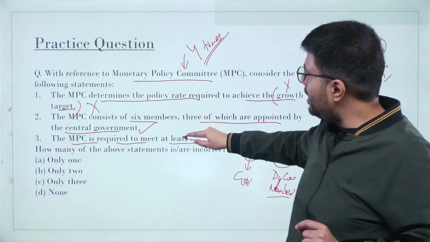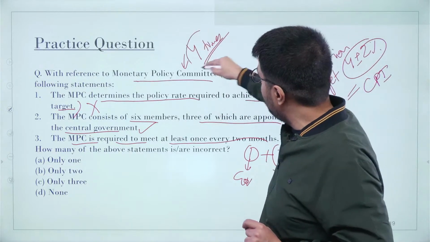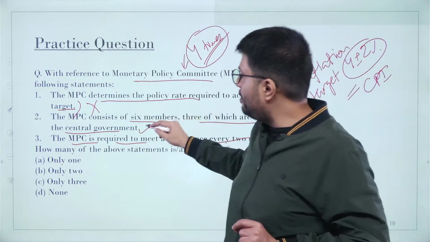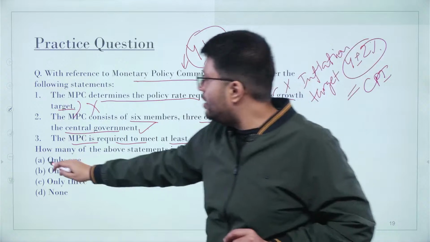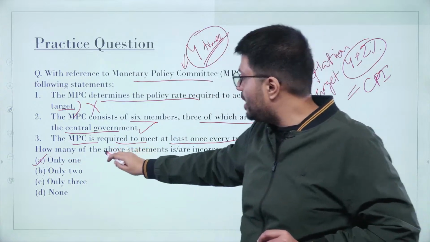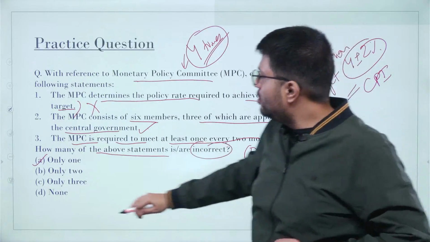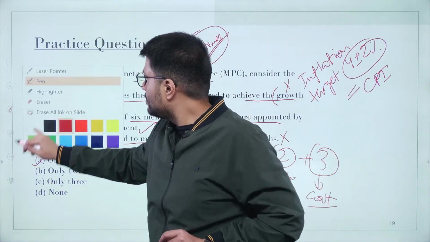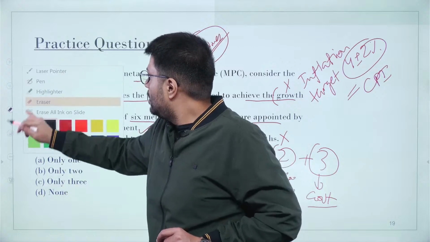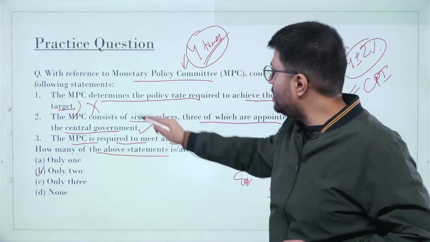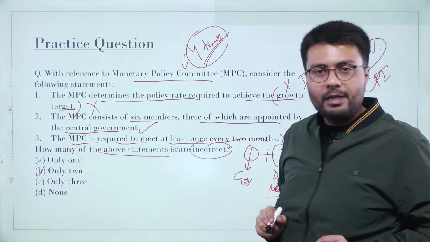If it were to say that the MPC is required to meet at least 4 times in a year, then it would have been correct. The question asks us to identify how many statements are incorrect, and as the first and third statements are incorrect, the correct answer is option B. Okay.